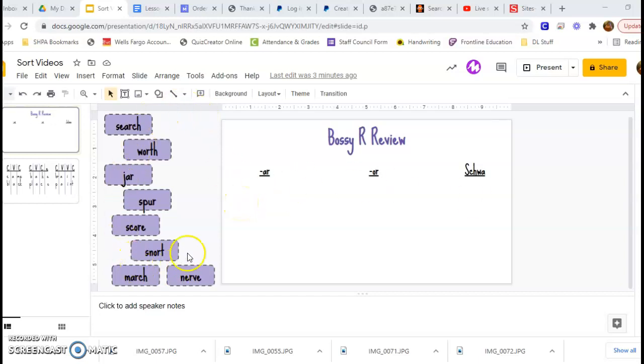Okay, we've got some words on the side here that are in your sort. We have search, worth, jar, spur, score, snort, march, and nerve. And we're going to sort them together in the groups here. Okay, so let's start by looking for words that look like AR. And then let's test them to see if they make the R sound. Because remember, they have to follow both rules to belong in the group. Do you see a word here that has the AR spelling?